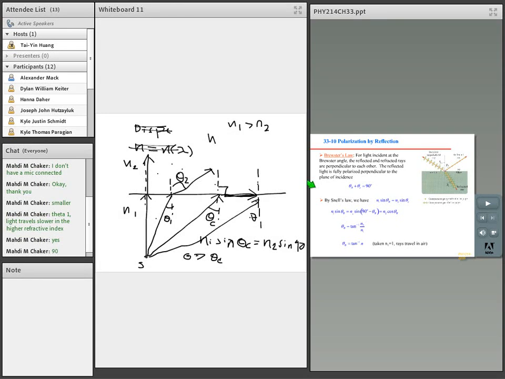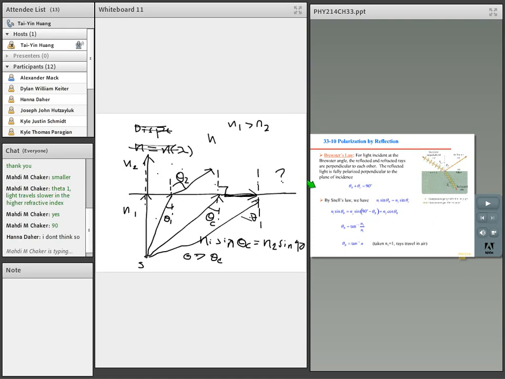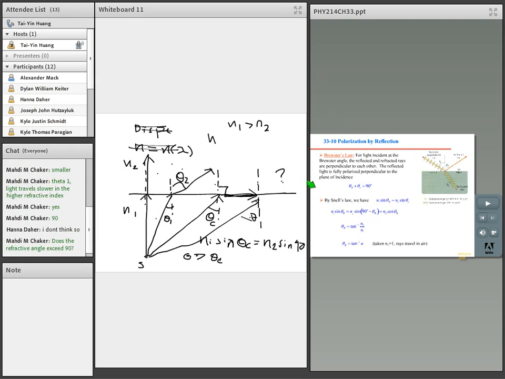So if this angle is greater than the critical angle, do we expect any refraction at all? Do we expect any light ray in this material when the angle is greater than the critical angle? I don't think so, because the most that the refracted ray can do is propagate along the interface. When you have an angle that's greater than the critical angle, what's going to happen?